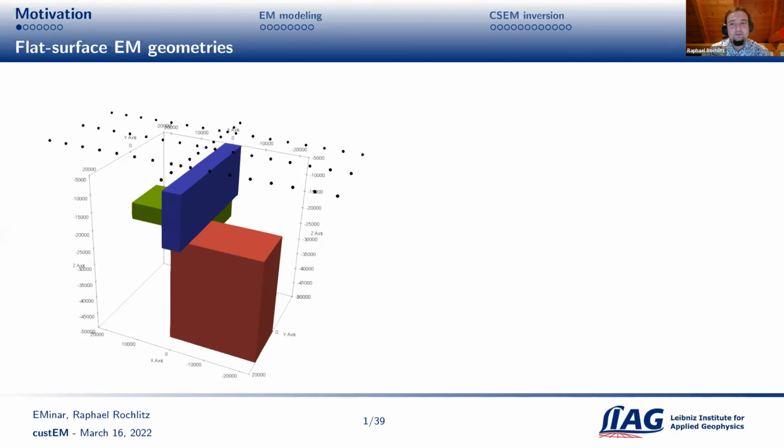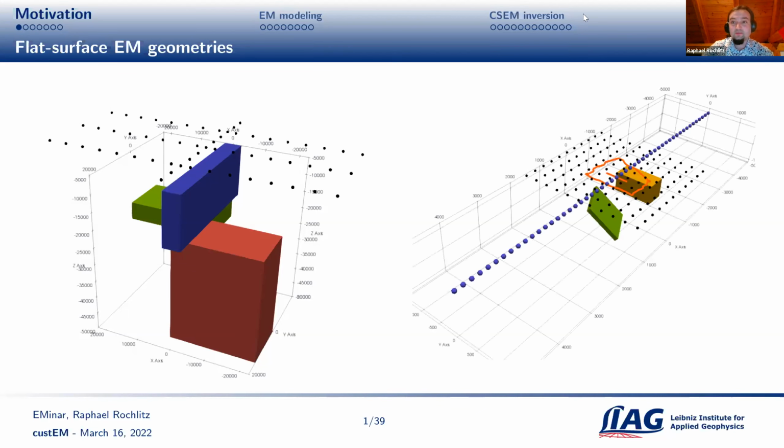So I think we have two kinds of geometries. We have geometries with flat surfaces. For instance, on the left-hand side, we see the Dublin test model 1. Probably a few of you know it quite well. Here we have anomalies with rectangular shapes and receivers on the surface, multiple observation lines in X and Y direction. And this is all with a flat surface. Another example would be on the right-hand side.